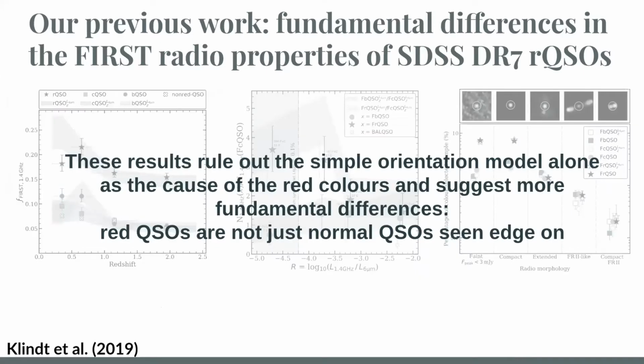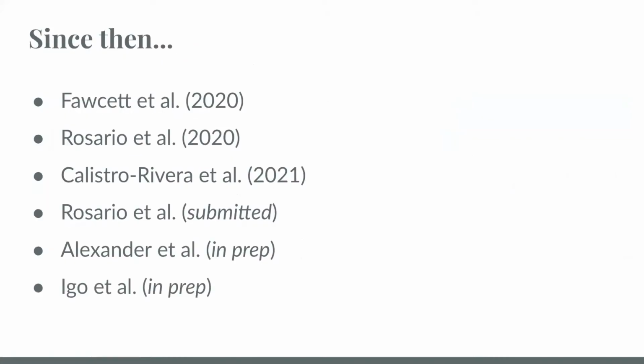These results were really exciting because they rule out the simple orientation model alone, and they suggest there's something more fundamentally different about red quasars. So red quasars are not just normal blue quasars seen edge on. Since then, we've had a bunch of papers out. They've mainly been looking at following up on these radio results that we've seen. We've also looked at SED fitting, X-rays, and also ALMA data.